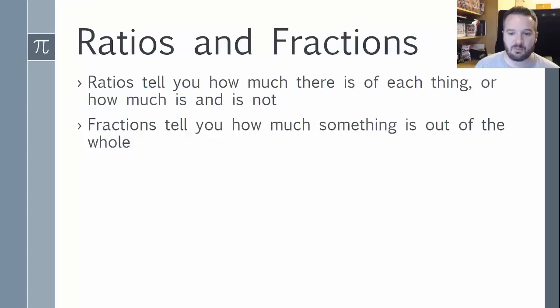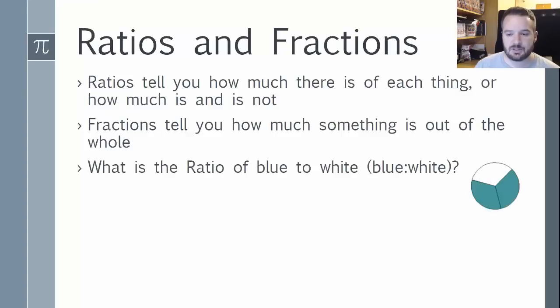Fractions tell you how much something is out of the whole. So it tells you how much one thing is out of all the things. So it's similar, as you can see, but it's not exactly the same. So let's look at a very simple example here. We've got a circle, and you can see it's divided into three parts. Two of them are blue, and one of them is white.